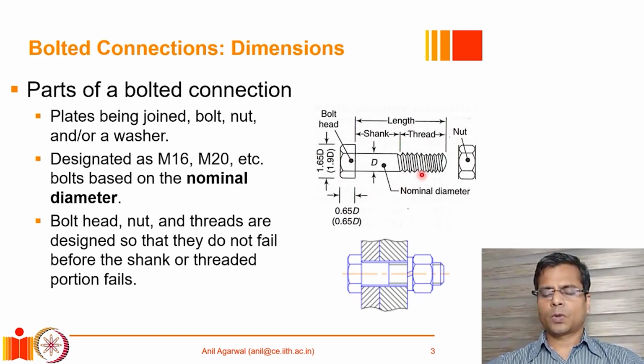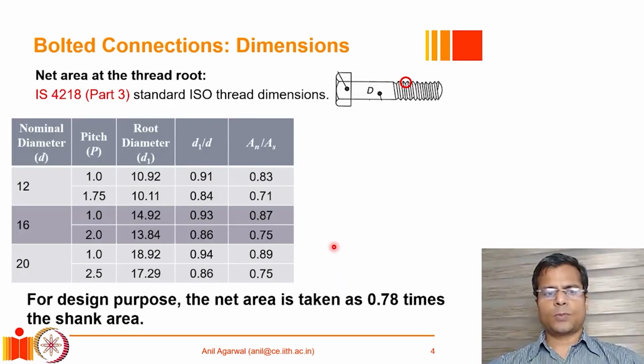First, we will talk about the relationship between the diameter at the root of the thread and the diameter of the shank. In this diagram, what you see is a typical bolt. This much portion of the bolt is unthreaded. This is the threaded portion of the bolt. If we go to IS 4218 part 3, which is similar to the respective ISO code, this provides you various thread dimensions which are standardized in India.